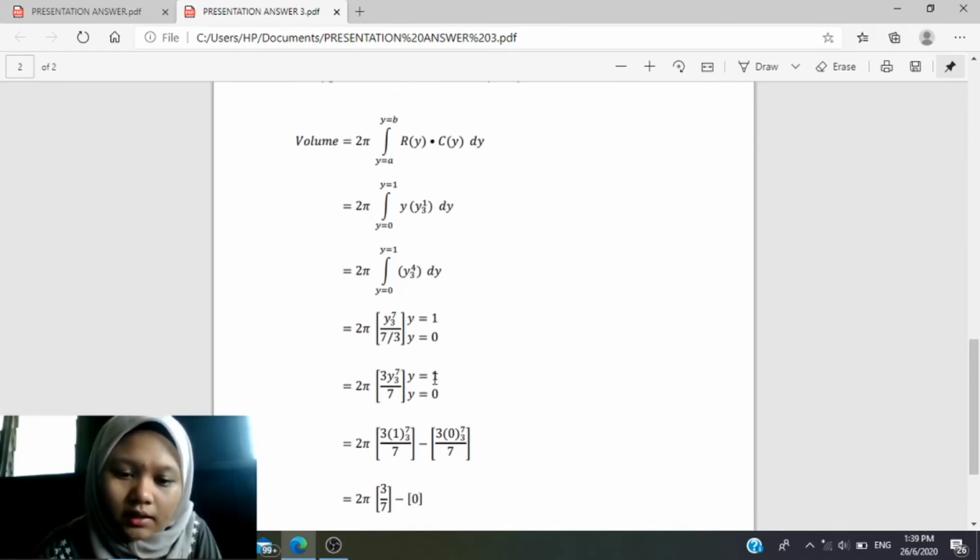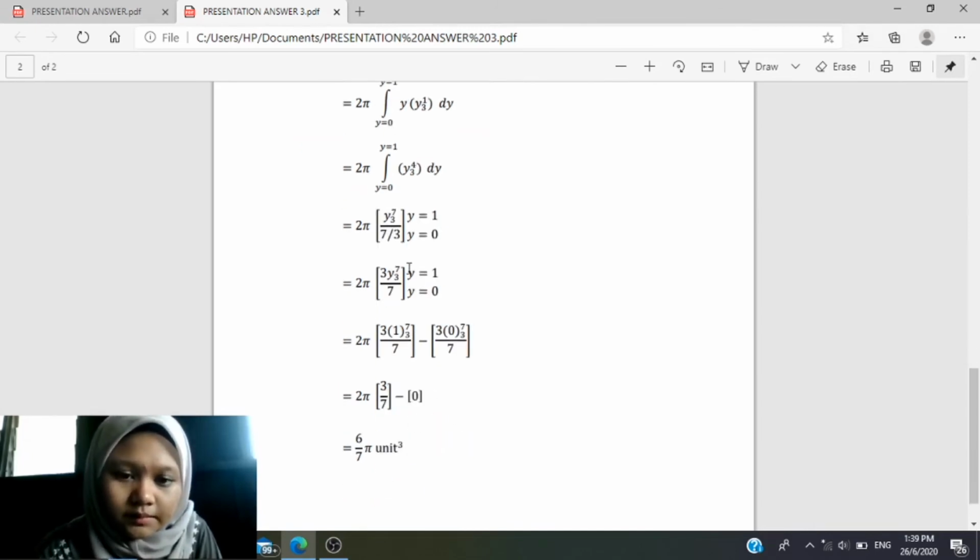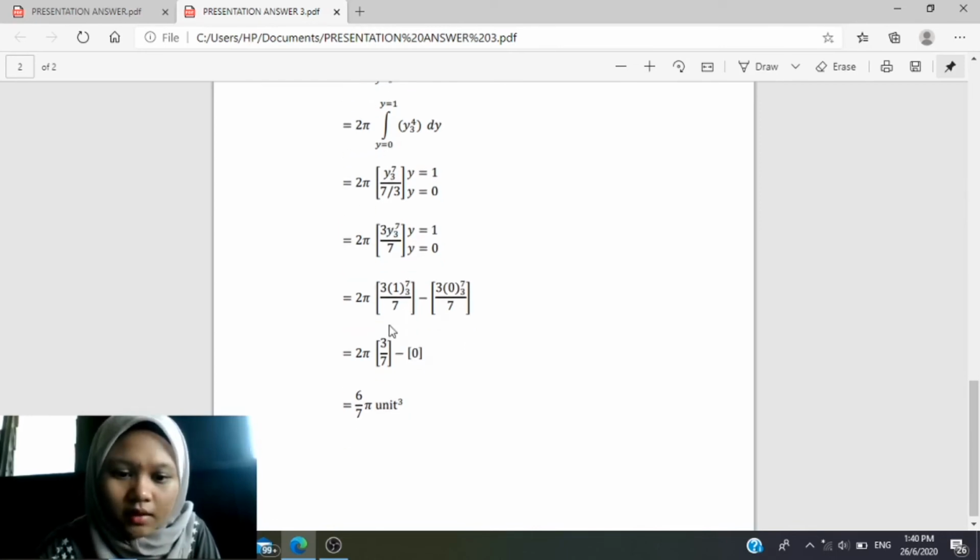This is y is equal to 1 and y is equal to 0, because of the upper boundary here, and this is because of the right, and this is because of the left. This is the upper boundary and this is the lower boundary. After that, we replace y with the value 1 here, and subtract the same equation, just replacing y with 0, and then we got the final answer, which is 6 over 7 pi unit cube.